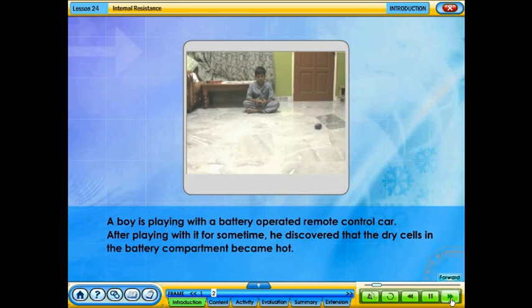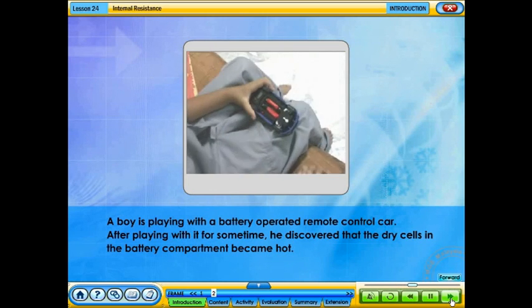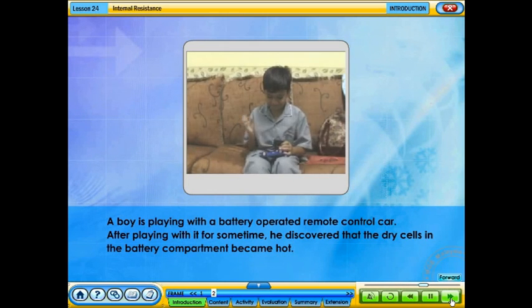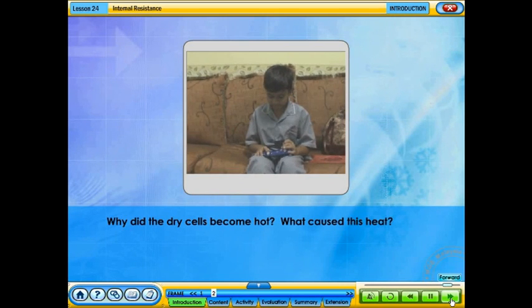A boy is playing with a battery-operated remote control car. After playing with it for some time, he discovered that the dry cells in the battery compartment became hot. Why did the dry cells become hot? What caused this heat?